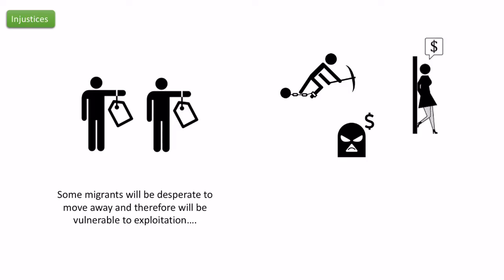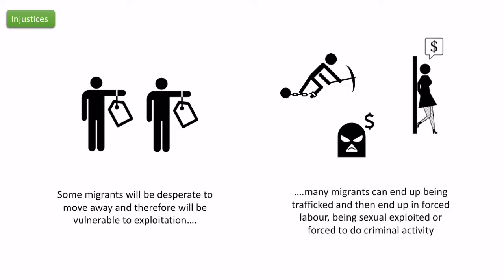Another example would be that when migrants become so desperate to move away, they become vulnerable to exploitation. This is a very, very common problem. This is often where people take advantage of them. People promise them a safe passage and then end up tricking them and forcing them to do things. So we often get many migrants ending up being trafficked, where they're coerced into doing something, and therefore they end up in forced labour, some sort of sexual exploitation, sometimes prostitution, or they're forced to do some sort of criminal activity for a gang of people who are controlling these vulnerable migrants.